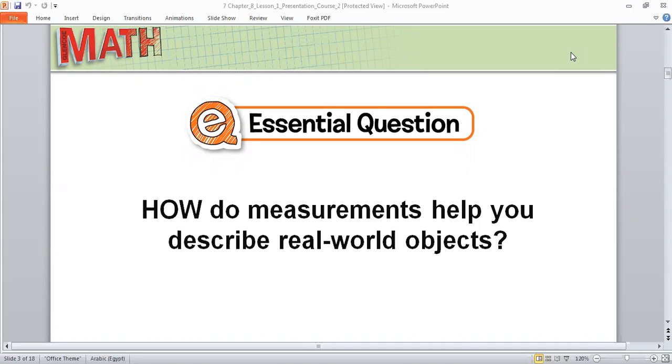Firstly, we need to talk about that. Our lesson today will be the circumference of the circle. I need Turkey to read the essential question. How do measurements help you describe real world objects? Okay, so we need to know if measurements help us in our real life or not.